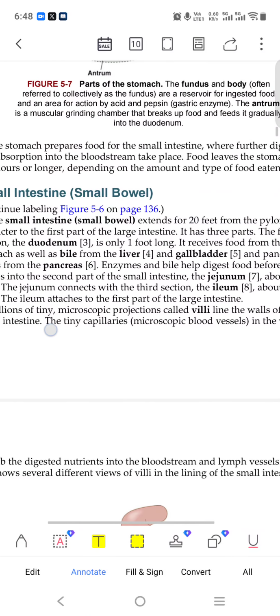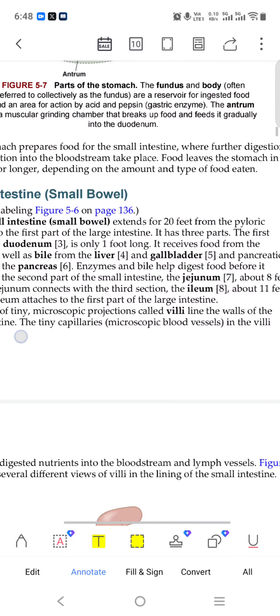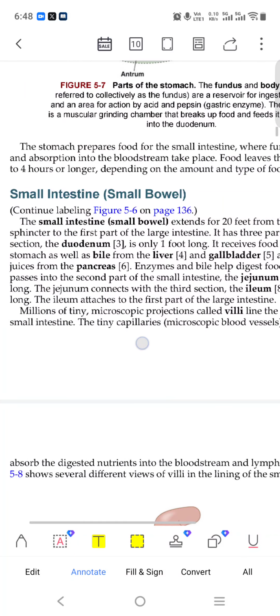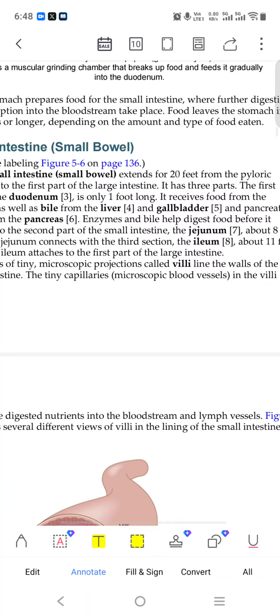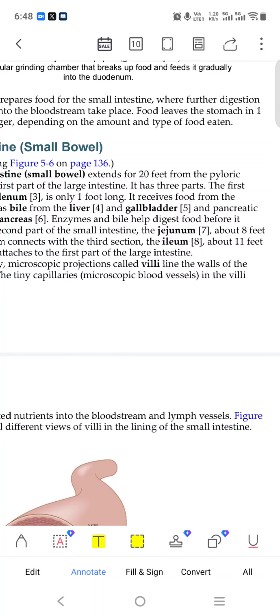The small intestine, or small bowel, extends for 20 feet from the pylorus. Duodenum is there, gallbladder, pancreas, jejunum, ileum. Jejunum and ileum are our intestine portions. Villi are in the wall of the small intestine in this given diagram. We will see everything in the diagram. You can see this is the intestine picture.